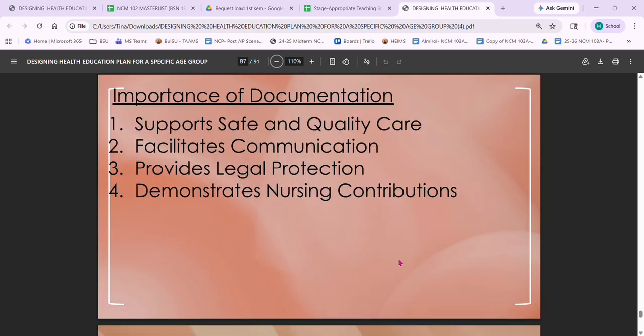Okay, so first, it supports safe and quality care, okay? So kapag well documented, okay, so we assured na nagawa natin ng tama yung health education natin. Facilitates communication. So meaning po, okay, kapag nagbasa si doc, nag-round siya, nakita na pala siya ng nurse educator for diabetes, okay? It provides legal protection. So in the event na nagkaroon ng kaso yung pasyente ninyo, pag chinek yung chart ninyo, well documented that you provide health teaching in terms of fall risk, okay? Ano yung mga measures na ginawa mo? And demonstrate nursing contribution. So makikita doon na nag-contribute ka as a nurse sa pagkikare kay patient.